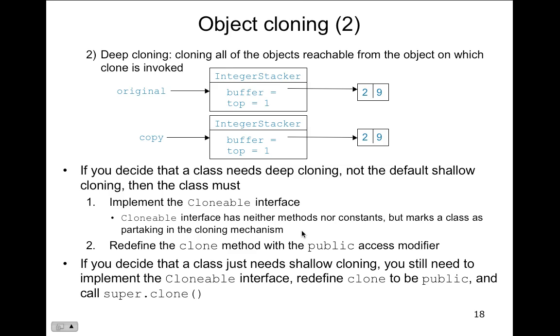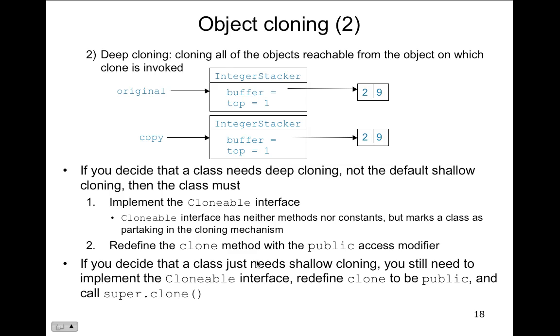The rest of this will. Okay, here we go. If you decide that a class needs deep cloning, not the default shallow cloning, just remember everything by default is the same thing as C++. It's a shallow copy, unless you create a deep copy. Then the class must implement the Cloneable interface. So if you want to create the deep copying, you implement Cloneable, and Cloneable gives you that capability. The Cloneable interface has neither methods nor constants, but marks a class as partaking in the cloning mechanism. So you redefine the clone method with the public access modifier.